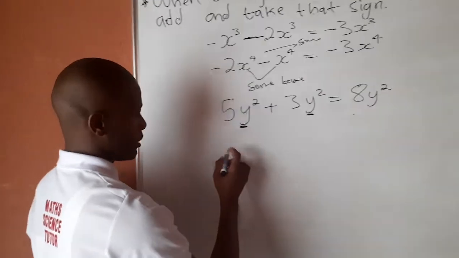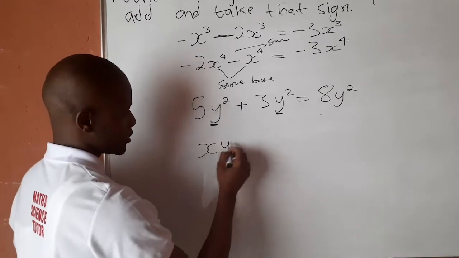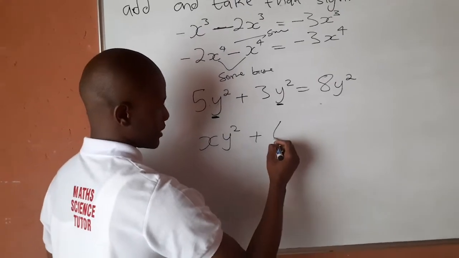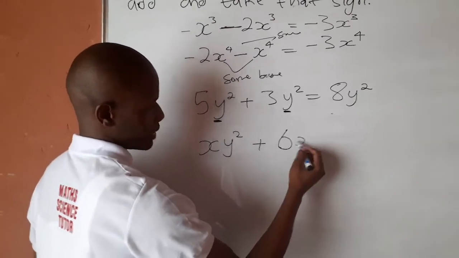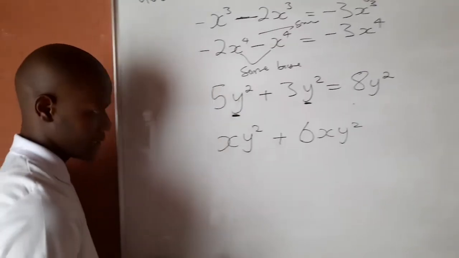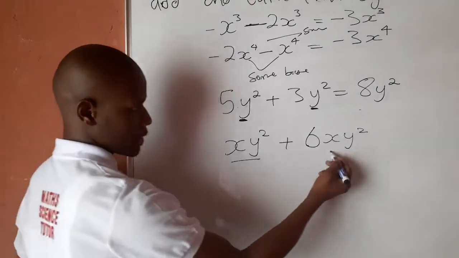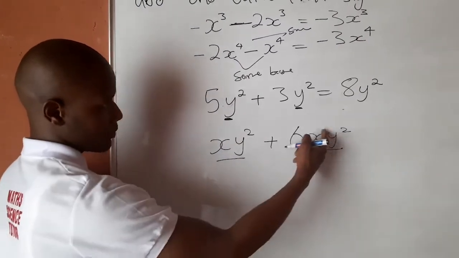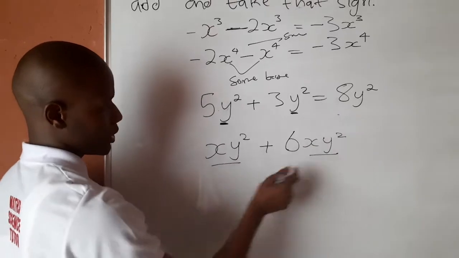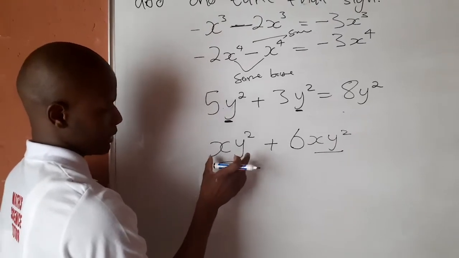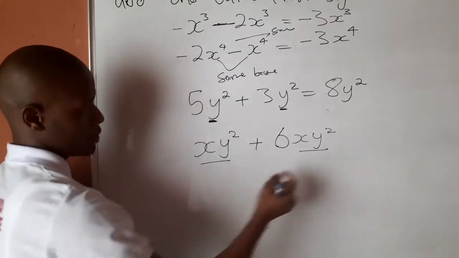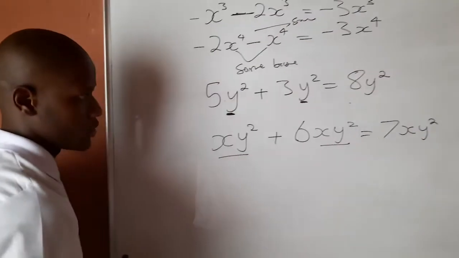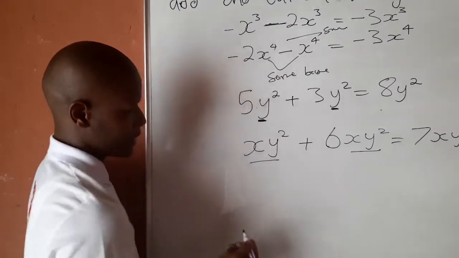You can say xy squared plus 6xy squared. We check, guys, we have the same base, x and y. x to the power of 1, x to the power of 1, y squared, y squared. Like terms, why? Because the base and exponents are the same. It's going to be 7xy squared.